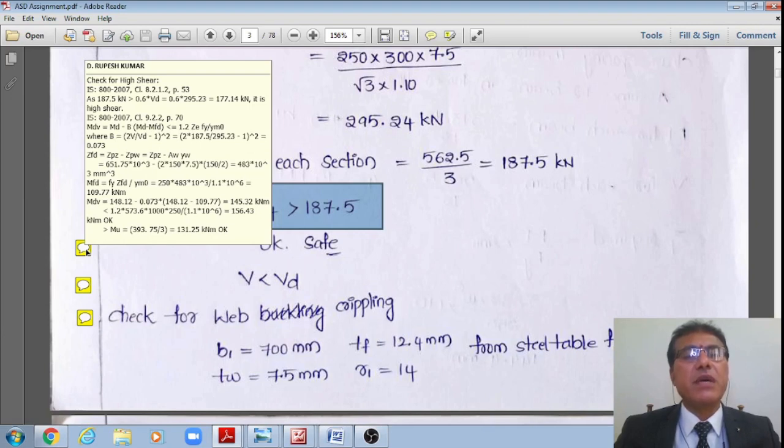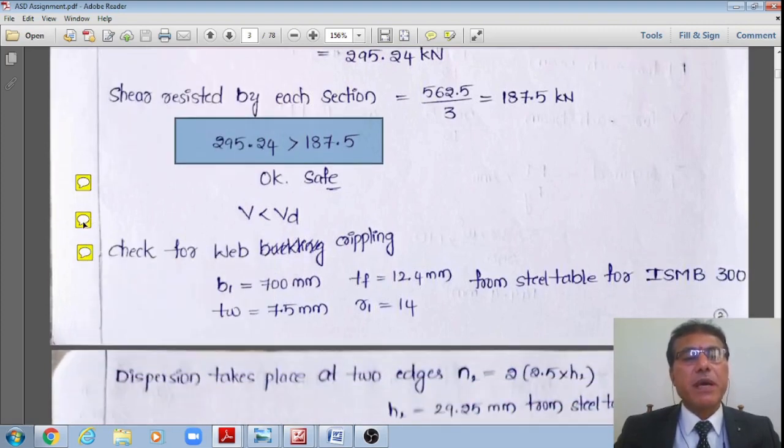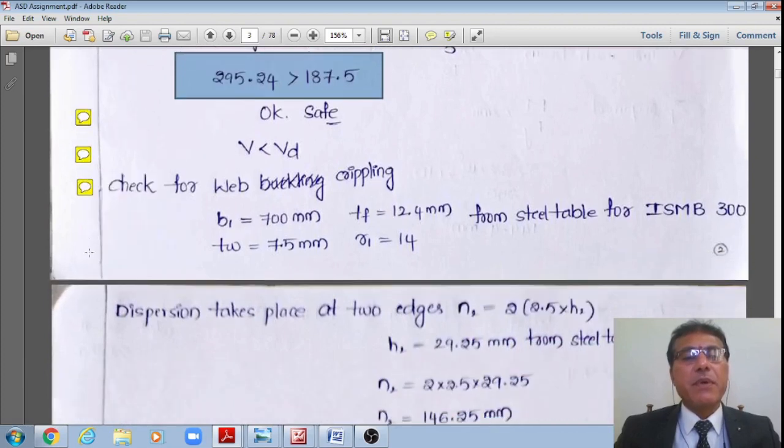Accordingly, we have reduced the moment capacity Md using MdV equal to Md minus beta multiplied by (Md minus Mfd). That worked out to be also okay. Later on, we have checked for web buckling and web crippling, right?